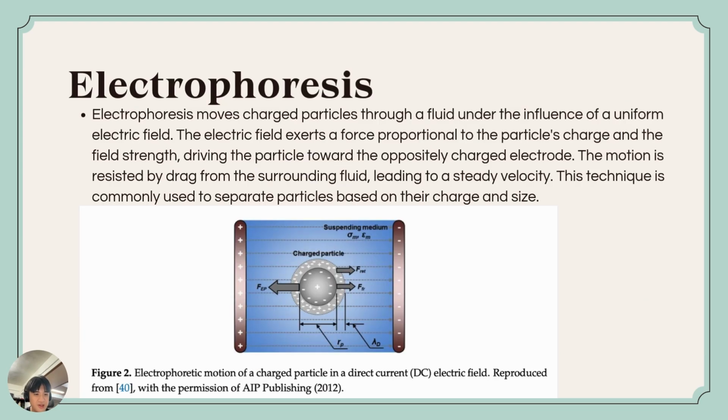Next is EP. Okay, EP relies on a uniform electric field. It's uniform, it's different from DEP, and relies on a uniform electric field to move charged particles toward an oppositely charged electrode. And it makes it widely used for separating particles based on charge and size. Okay, charge and size.